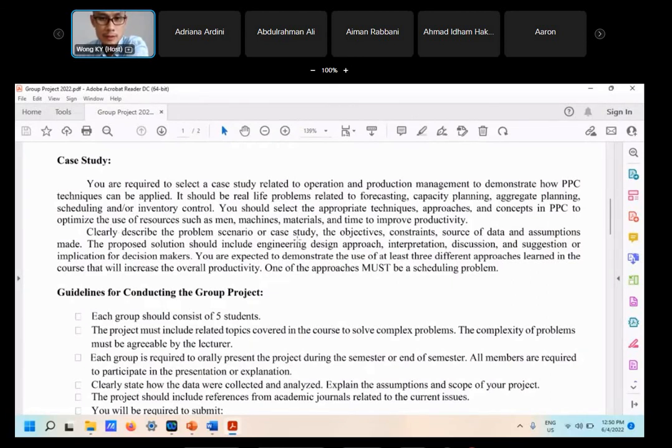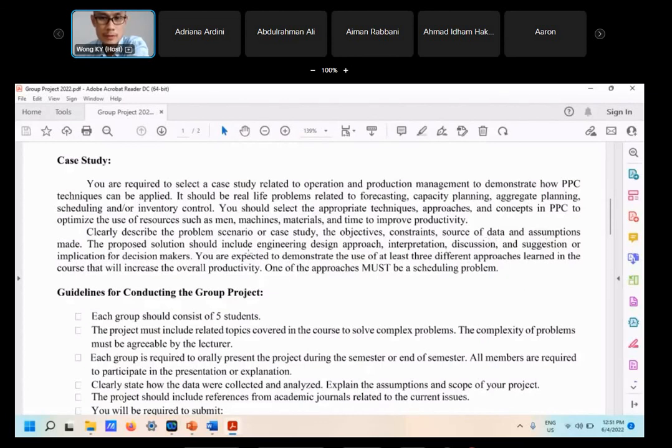You have to set your objective, because I cannot set the objective for you. You have to solve the problem of the company, so whatever problem you solve will become the objective. You have to describe the objective in your report, and the source of data, which is important: how you get the data. Is it through interview, through documentation, by looking at documents, or through a questionnaire, or some kind of video recording? You have to explain the source of data and also the assumptions that you made.